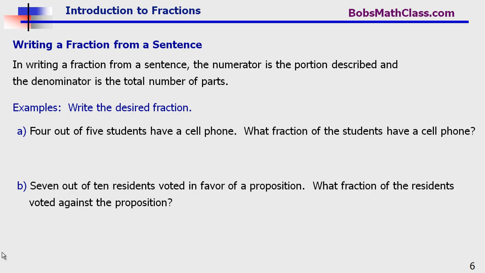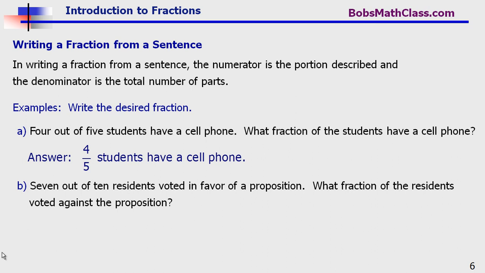So the fraction they want are the students that have a cell phone. So the total would be the 5 students, and the top number, the numerator, would be the ones that have a cell phone, which would be 4. So our fraction is 4/5. Okay, so we're just making that 4 and 5 into a fraction.